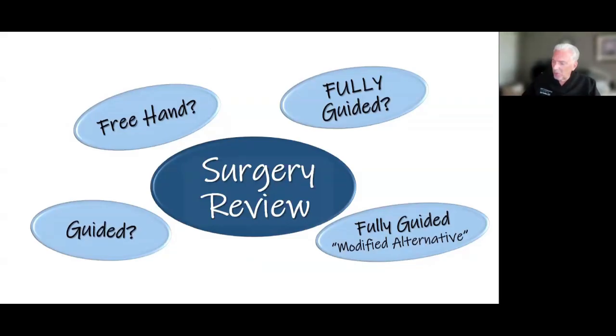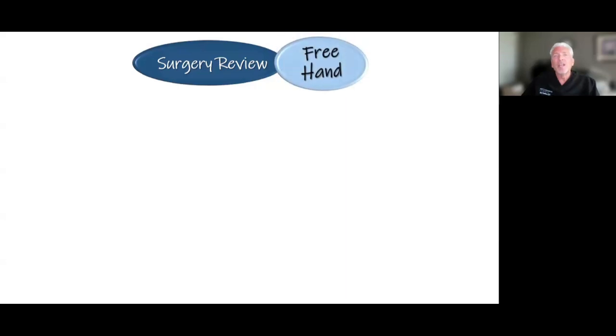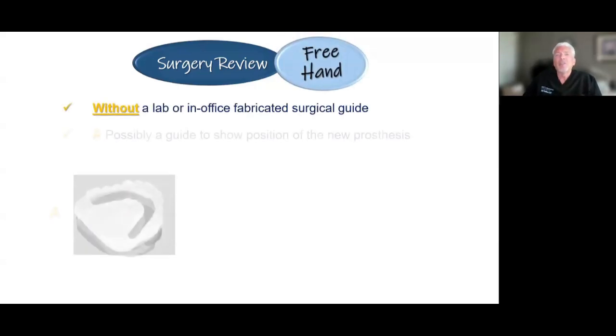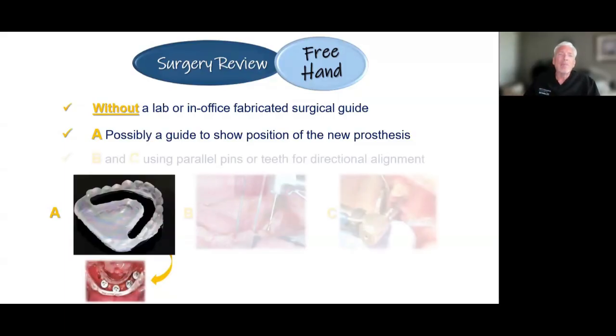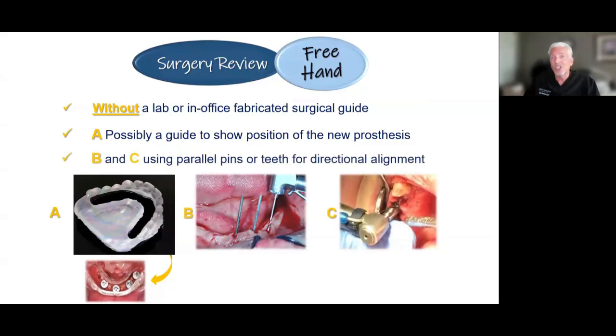And so we're going to start with our surgery and just look at a very quick review of freehand, what that really means when people say, I want to do freehanded surgery. So basically, we're talking about without a lab or an in-office fabricated surgical guide, but possibly a guide just to show the position of where the teeth are going to be, as you see on the bottom left here, figure A. This is very common. It's basically just a troughed out denture. Very easy to fabricate, very inexpensive to fabricate.